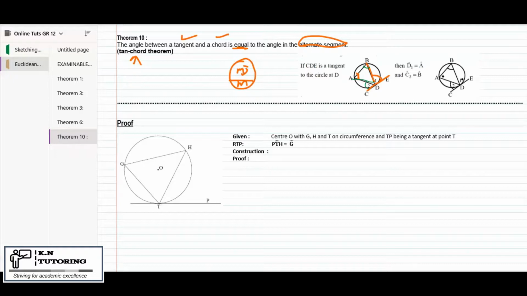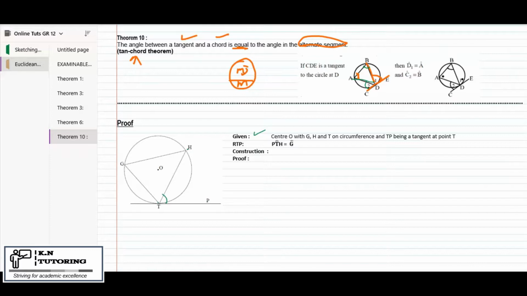Now let's look at the theorem step by step. Again, we need to look at what is given to us. We've got a circle with center O, with H, G, and T on the circumference, and TP being a tangent. That is given. Nothing too fancy there. Now RTP: what are we required to prove? We need to prove that angle PTH is equal to angle G. That is what you are required to prove.